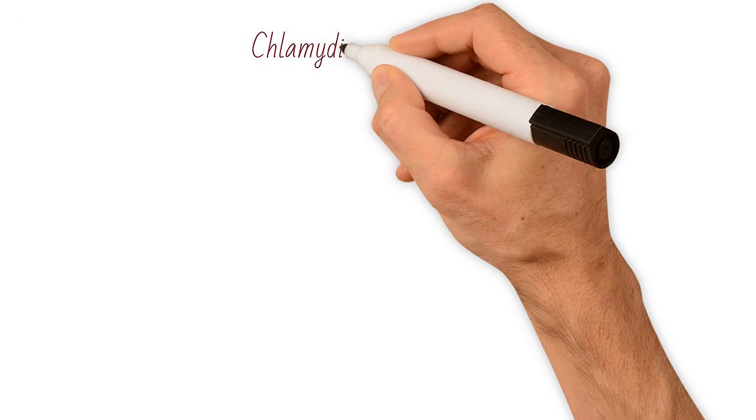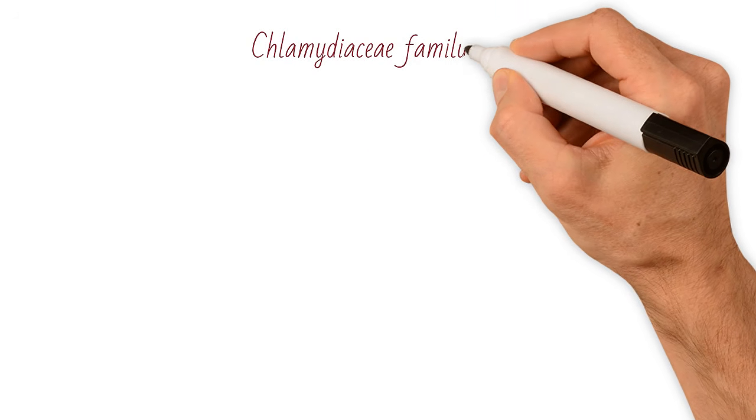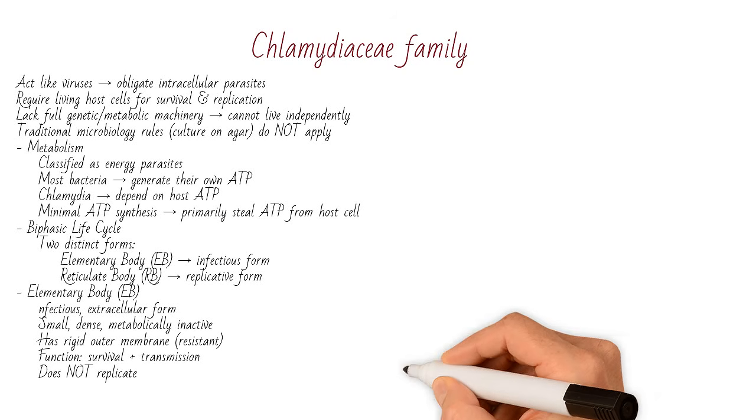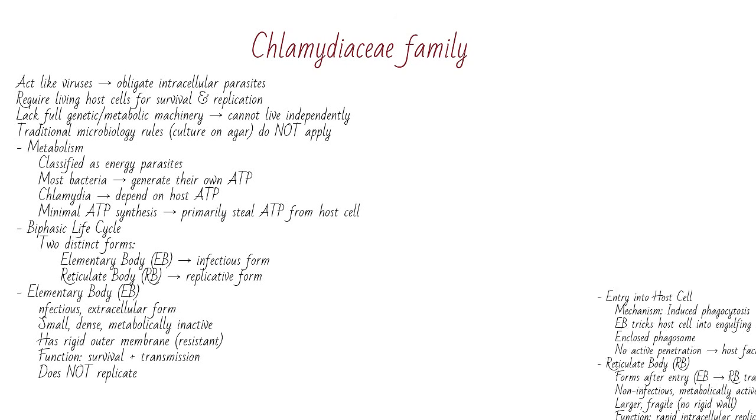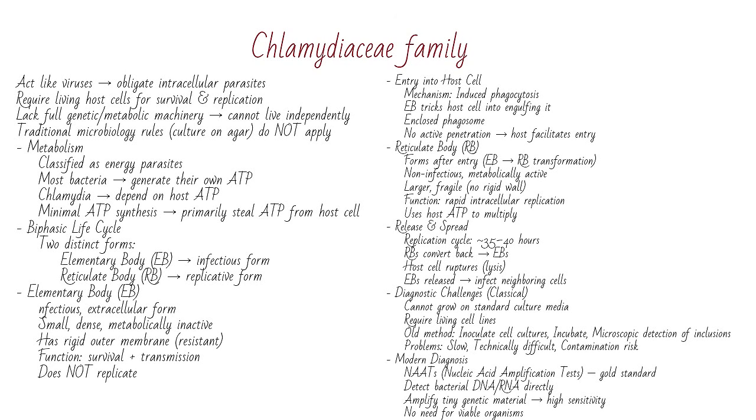Now, we are talking about bacteria that act like viruses. They are what we call obligate intracellular parasites, meaning they absolutely require the inside of a living host cell to survive and multiply. They've essentially jettisoned the genetic machinery they would need to live independently. So to diagnose and treat them, scientists have to completely rethink how bacteria even function, because the old rules of microbiology simply do not apply here.